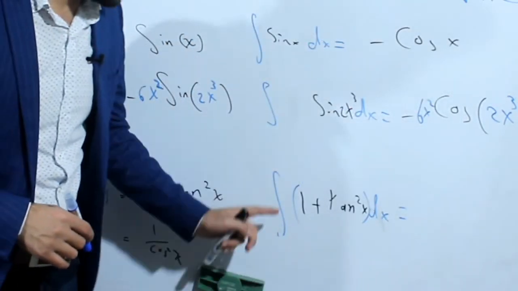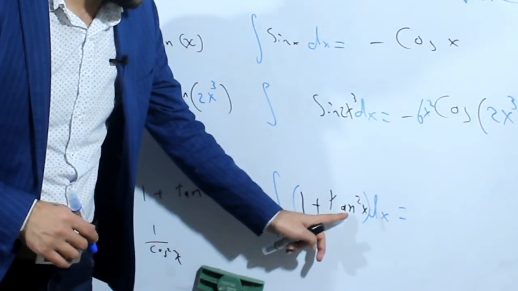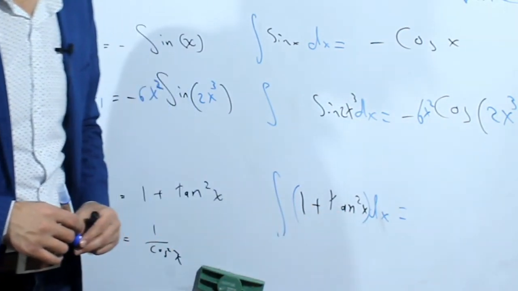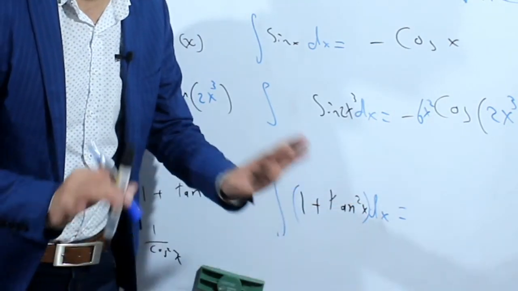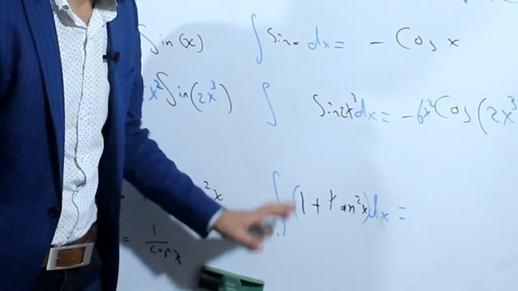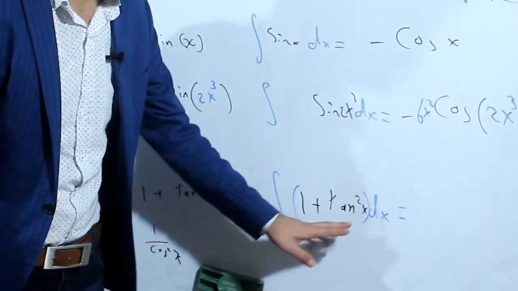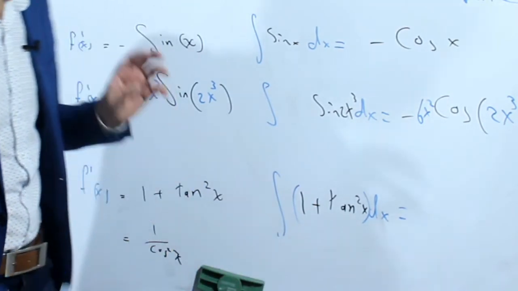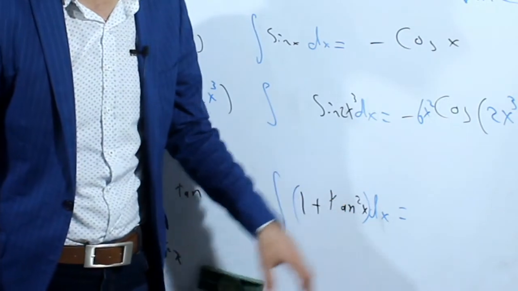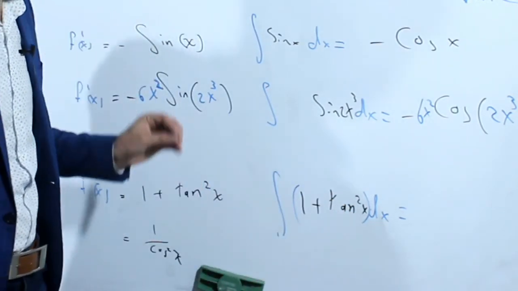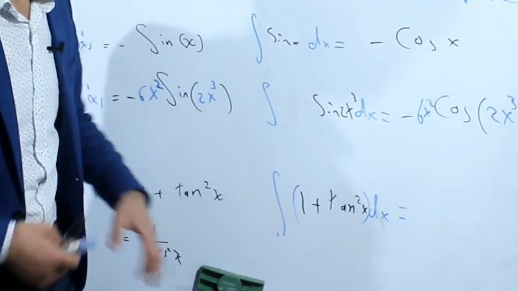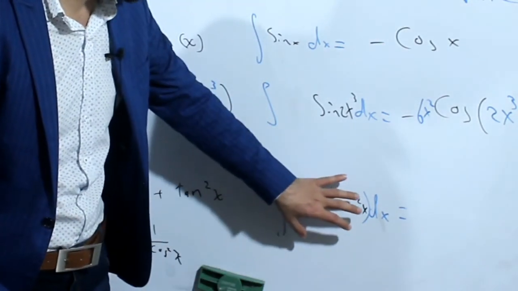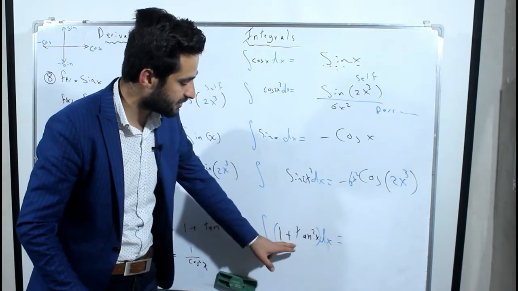What is the integral of 1 plus tan square x? We can find the integral of 1, but tan square x, we can too. So if you see tan square or sine square or cosine square, you can find the integral by thinking about its derivative. Do you know which derivative of which function is equal to this?